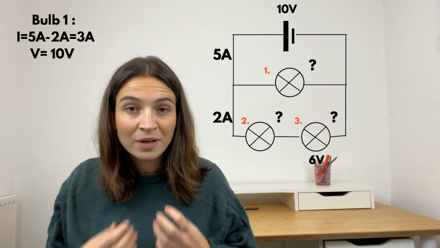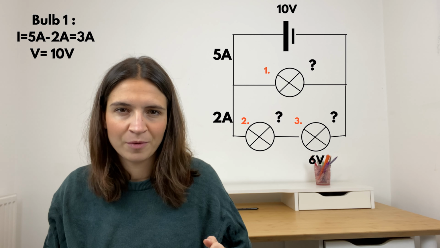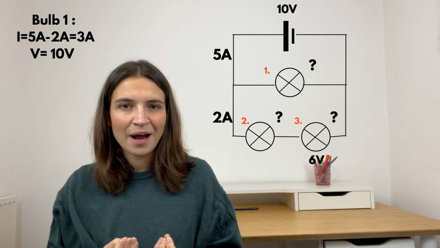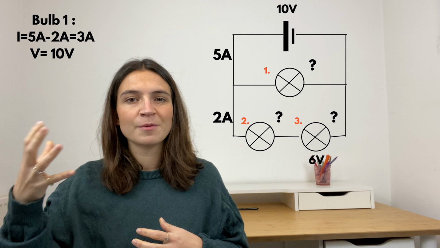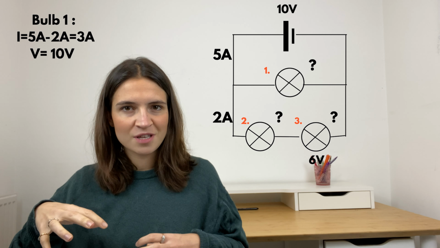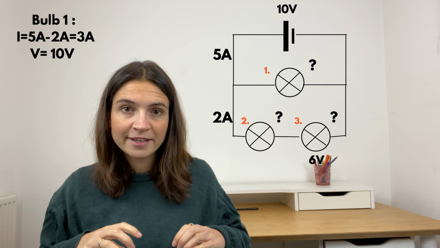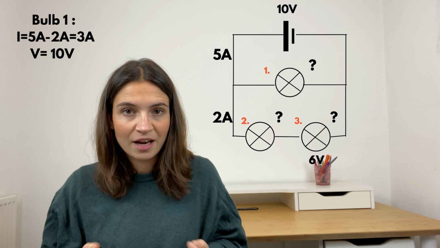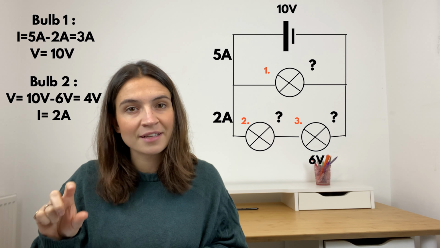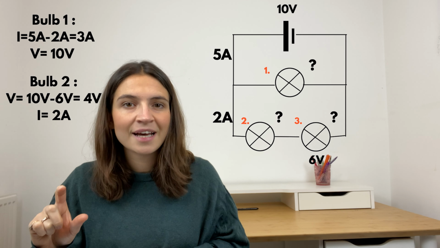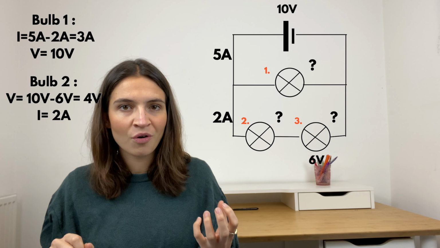Whilst I'm in this branch, I can also write the voltage over that bulb because my voltage in parallel across each branch is the same as the supply. So if the supply is 10 volts, then the voltage across that bulb is also 10 volts. And in my bottom branch, the voltage again across the entire branch should be 10. And since that bulb there has a voltage of 6 across it, then that must mean that this bulb has a voltage of 4 across it.